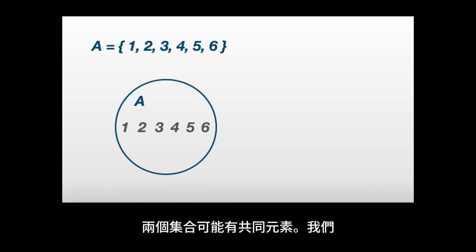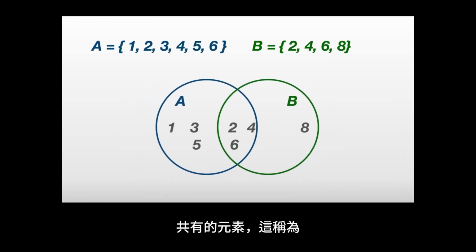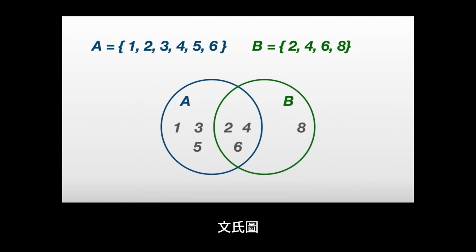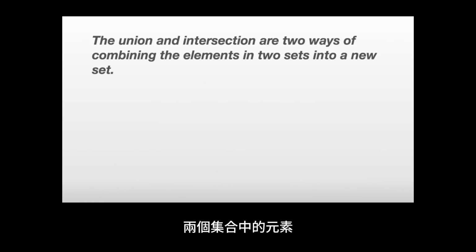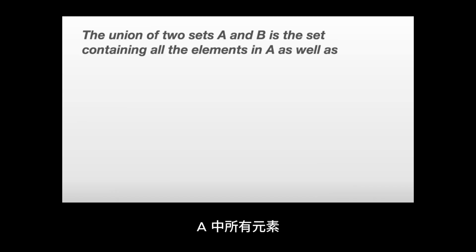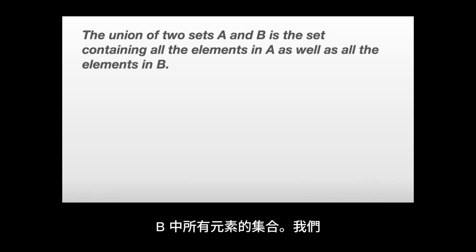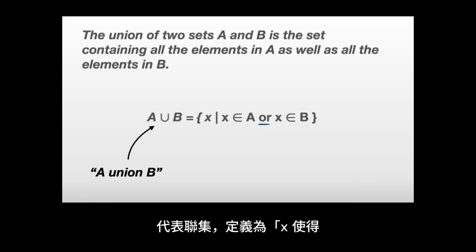Two sets may share some elements. We indicate the elements in common to both sets using the overlap of two circles in what's known as a Venn diagram. The union and the intersection are two ways of combining the elements in two sets into a new set. The union of two sets A and B is the set containing all of the elements in A as well as all of the elements in B. We write this formally as A union B, where the large U shape symbolizes the union.